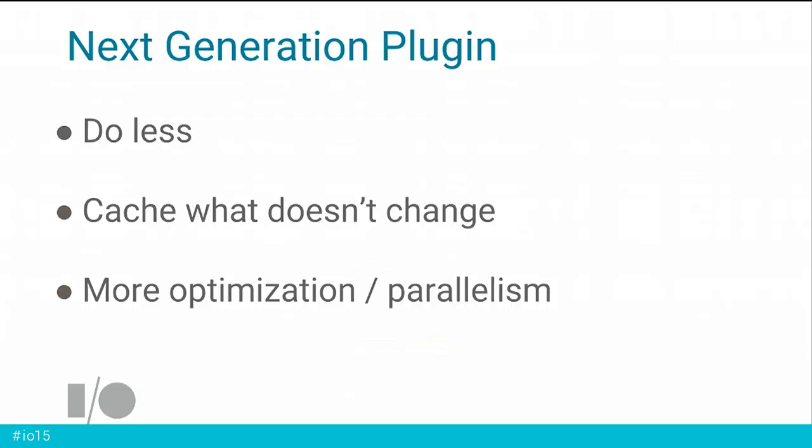And then finally, it will also open the door for more optimization. For example, right now, if you have a multi-module project, every single module is evaluated sequentially. There's no parallelism, so that's something we can improve. So let's look at the new numbers.